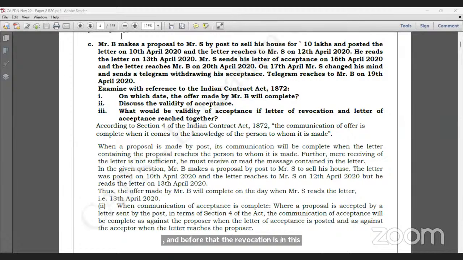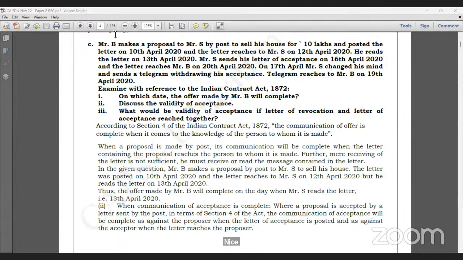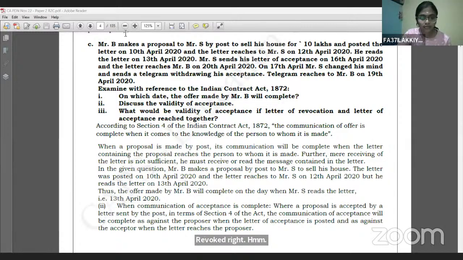What happens if the letters reach on the same day? I already told you that. It depends on which letter is opened first. So if the letter of revocation is opened first and the offerer reads that, the acceptance is revoked. If the revocation letter is read second, then the acceptance is not revoked.